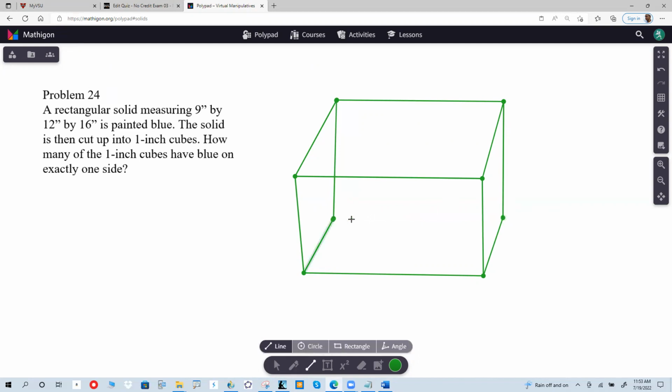Why wouldn't it let me draw? But we'll see. Well, I don't know why it's doing that, but I'm going to just draw it like this.